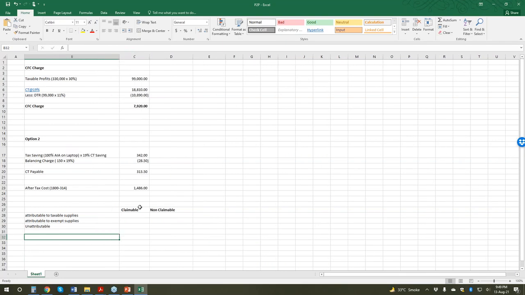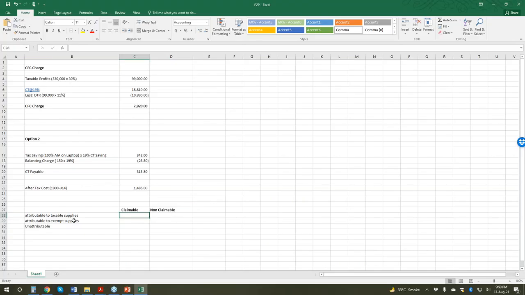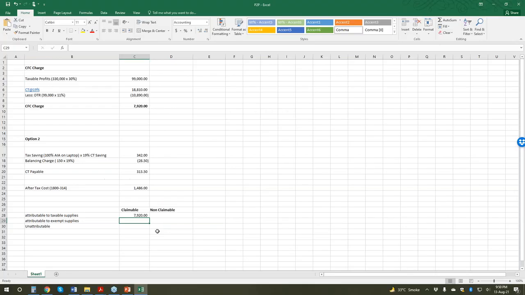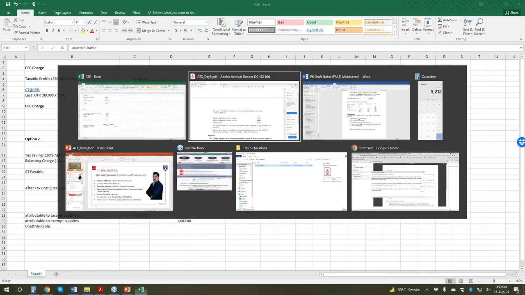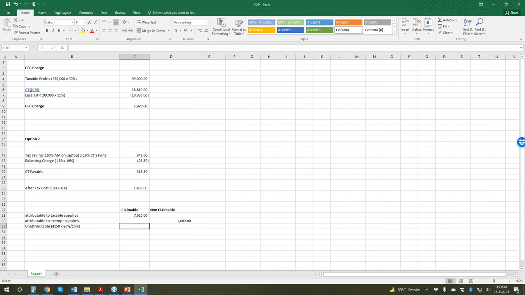Now, we can copy the figures as well. It's 7920. The taxable supplies VAT is claimable. Exempt is non-claimable, obviously. Sorry, I've wrongly pasted it here. It's non-claimable. And the unattributable, I have to divide it. It is 4150. So this 4150 will be multiplied once with 86% and once with 14%. The 86%, which we're assuming relates to taxable supplies, will be in this column, and the remaining 14% will be mentioned in this column.